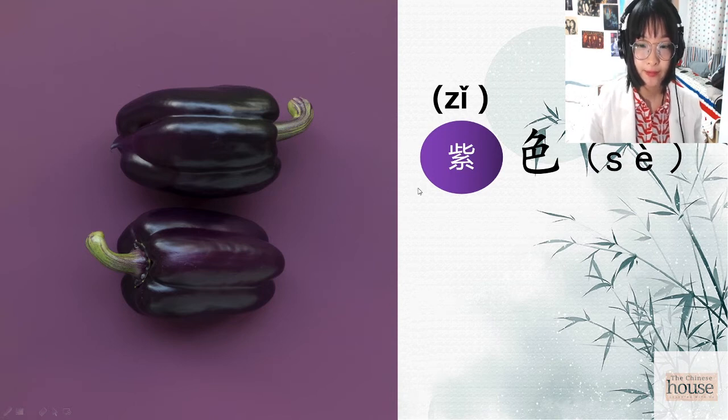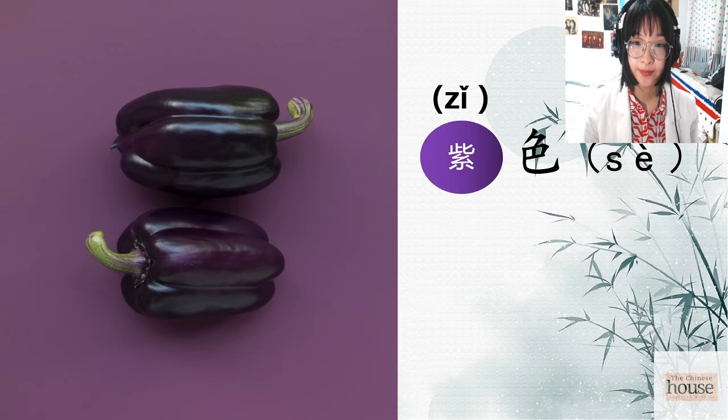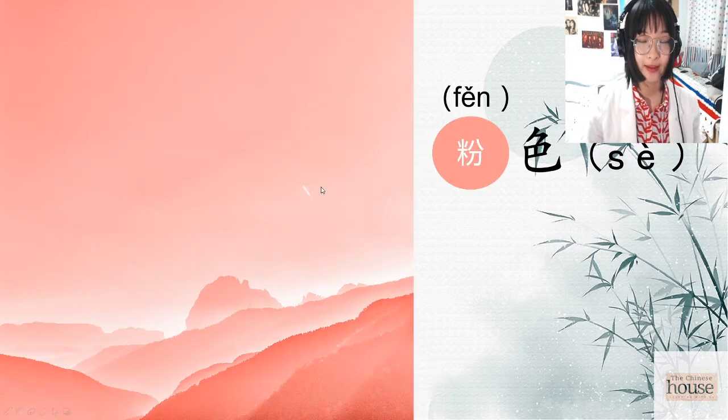紫, third tone, 紫色. This is pink. 粉, again third tone, 粉色.